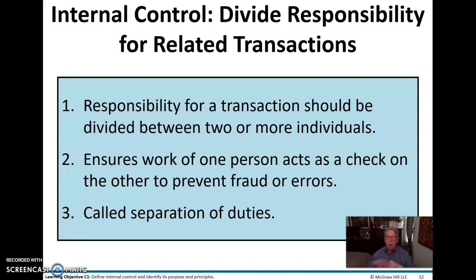All right, so we divide responsibility for related transactions to more than one individual, and that provides a check and balance on the other to prevent fraud or errors. We call it segregation or separation of duties.